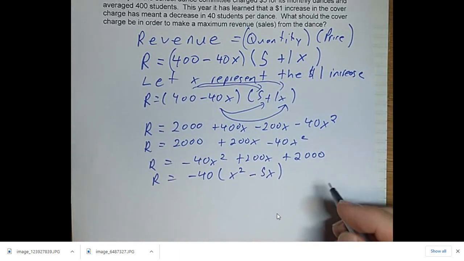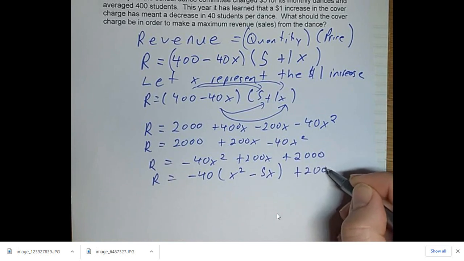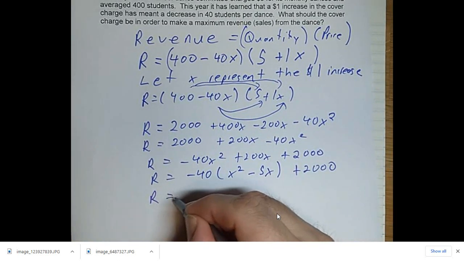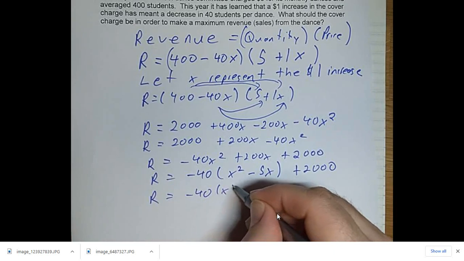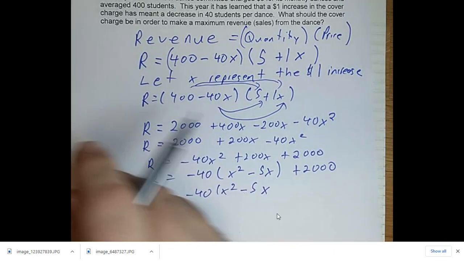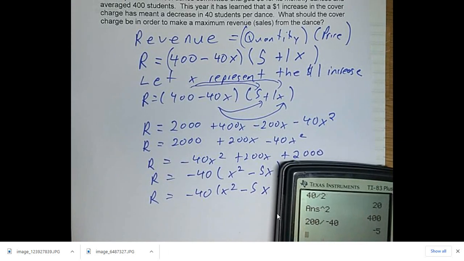Close the bracket. Plus 2,000. You only do it to the first two. Now inside the bracket, we're going to take that minus 5 and divide it by 2 and square it. So I'm going to use my calculator here.